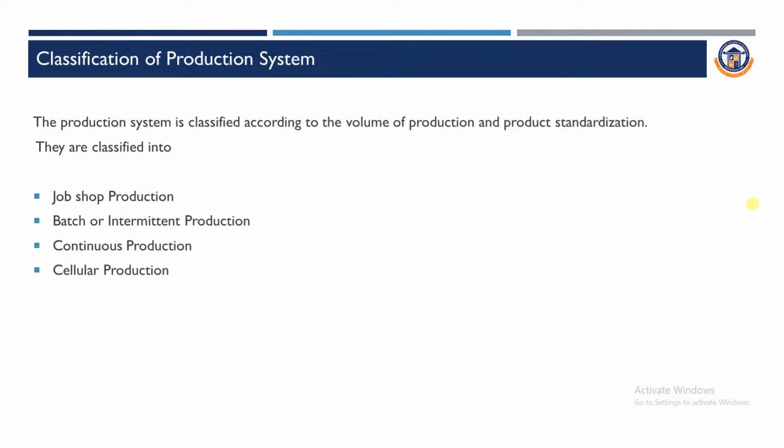In the previous video, we have seen the general nature of production system. So, in continuing with this, the production system is further classified into four more specific methods. It's called job shop production system, batch or intermittent production system, continuous production system, and then cellular production system. So let's see one by one. So what is job shop production system?